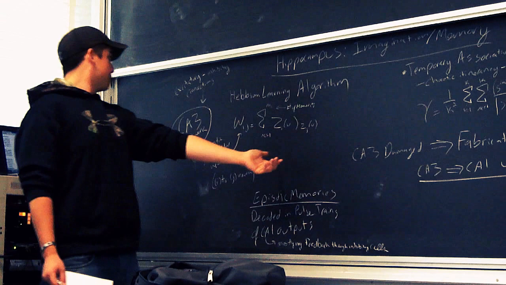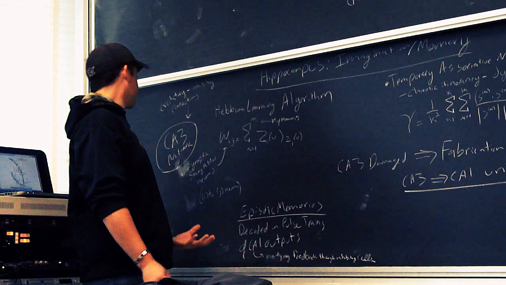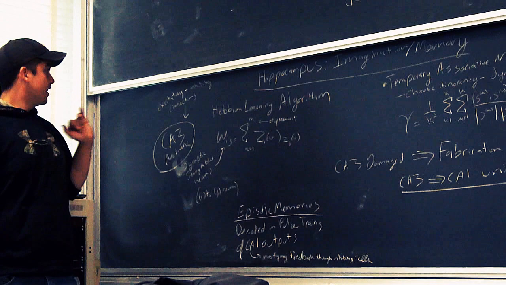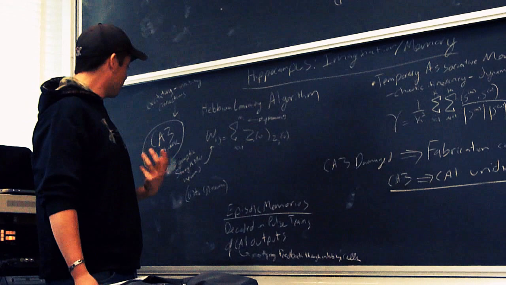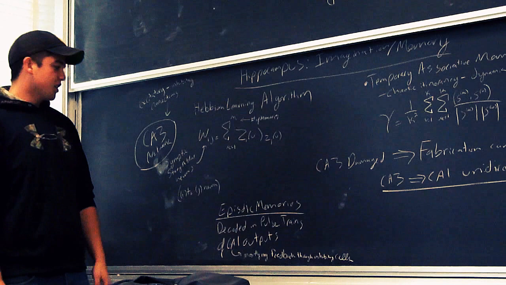There are two types of networks in the brain that we've coined. They're called the CA3 network and the CA1 network. The CA3 network is a connection between excitatory neurons and inhibitory neurons to have them work together to create memories. And the CA1 is mostly negative feedback through inhibitory cells.